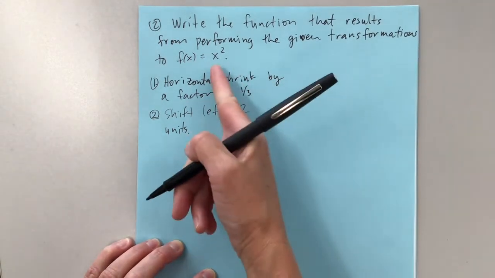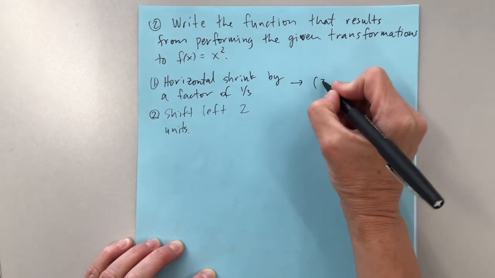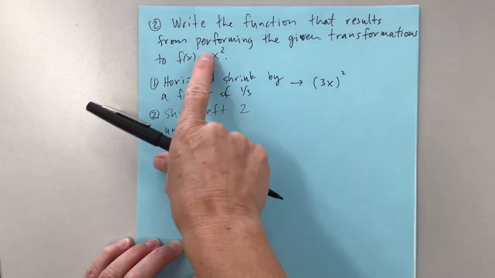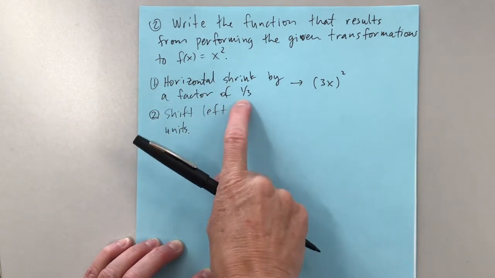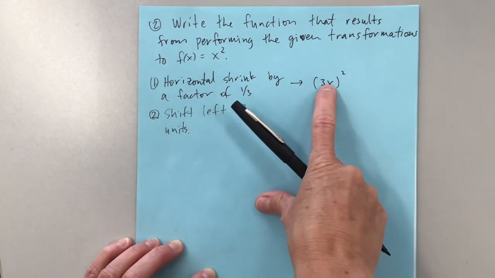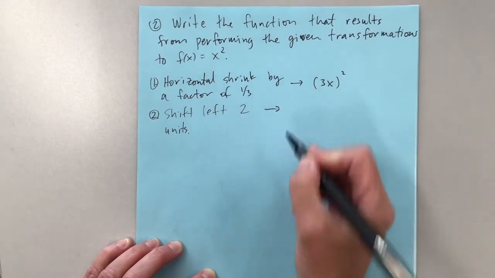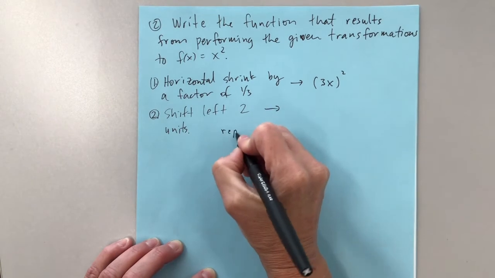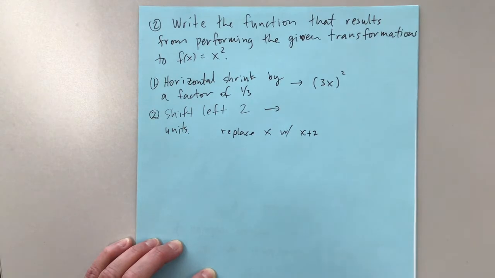First, my function y equals x squared. I need to put parentheses around the 3x, so (3x) quantity squared. If I put the 3 on the outside, that's going to be a vertical stretch by 3. I want a horizontal shrink by a factor of 1/3, so just the x needs to get multiplied by the 3. If I then shift left 2 units, I am adding 2 just to x. I can think of it as replacing x with x plus 2. That's the way I like to think about it.